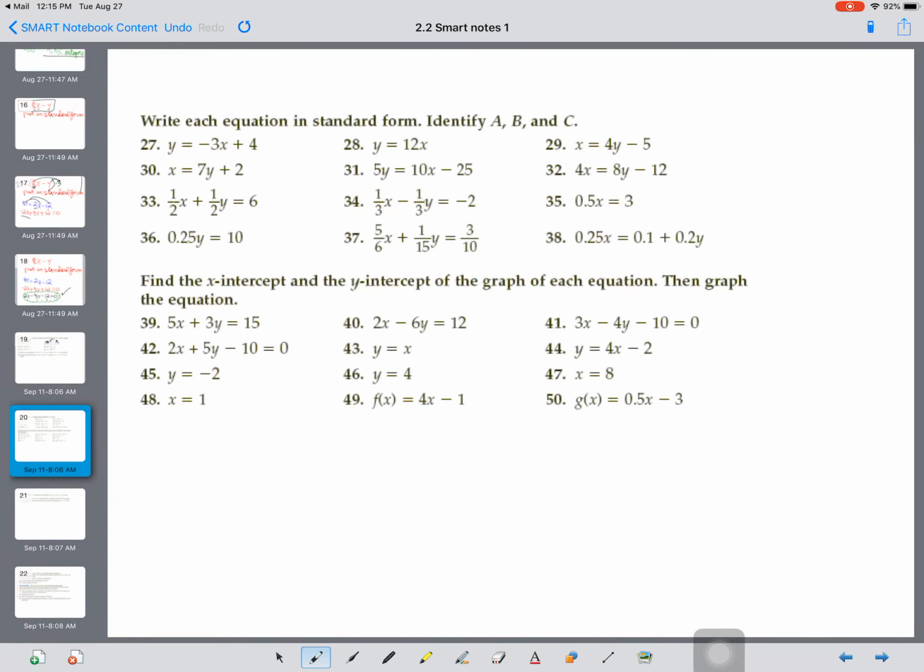Here's some problems that have to do with standard form and x and y intercept, being able to find those and graph those. So play around with a few of these, try those, and see if that helps you out. We'll definitely need to be able to have this concept figured out. So hopefully this helps.